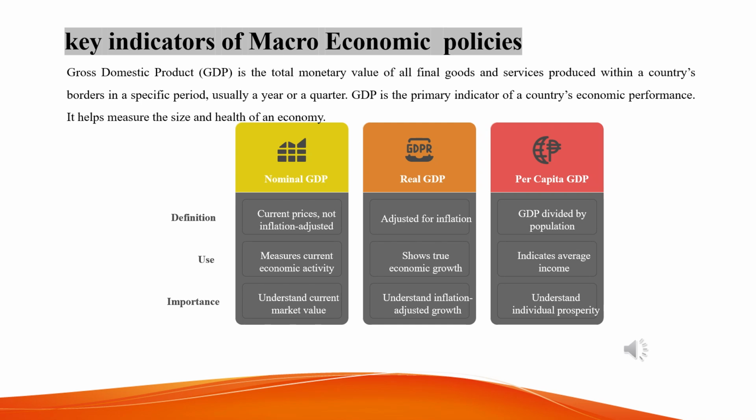Next one is per capita GDP. How do we calculate per capita GDP? Whole GDP divided by population. It calculates GDP per person in a country that reflects the average output or income per individual. It can be used to compare the living standards across different nations. It helps to understand individual prosperity.